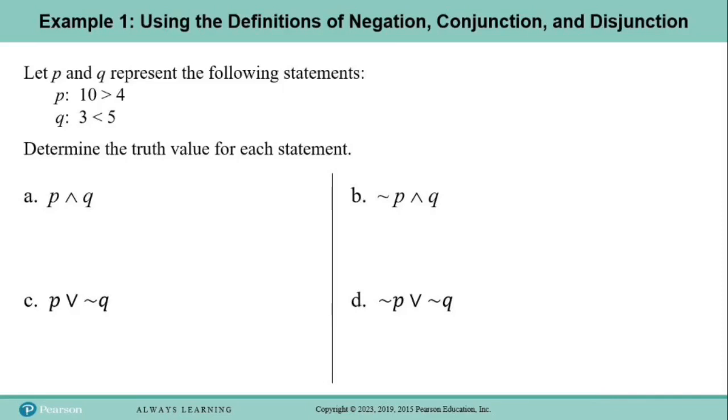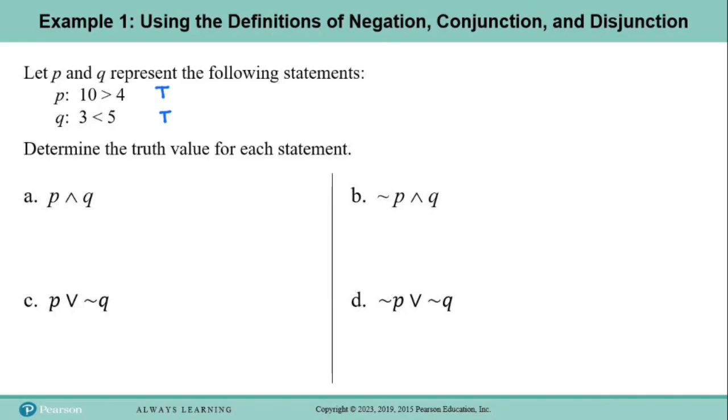Here is example 1, and we're just going to evaluate whether each of these statements is true or false. So here we're given statement P is that 10 is greater than 4. Now we know that that is a true statement. And statement Q is that 3 is less than 5, and we also know that's a true statement.